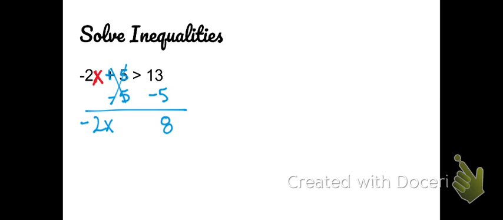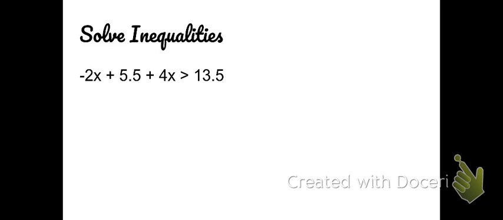Now, do I flip the sign for subtracting? No, you only flip it if you multiply or divide by a negative number when you're solving it. Now, let's undo this multiplying by negative 2 by dividing by negative 2. You have to do that on both sides. Negative 2 divided by negative 2 is 1, so we're just left with x. And on the right side, we have a negative 4. Do I flip the sign for dividing by negative 2? Yes. You flip the sign if you have to multiply or divide by a negative number to solve.